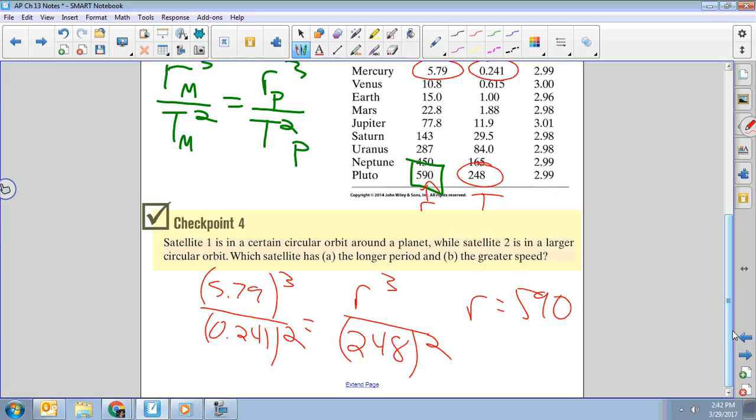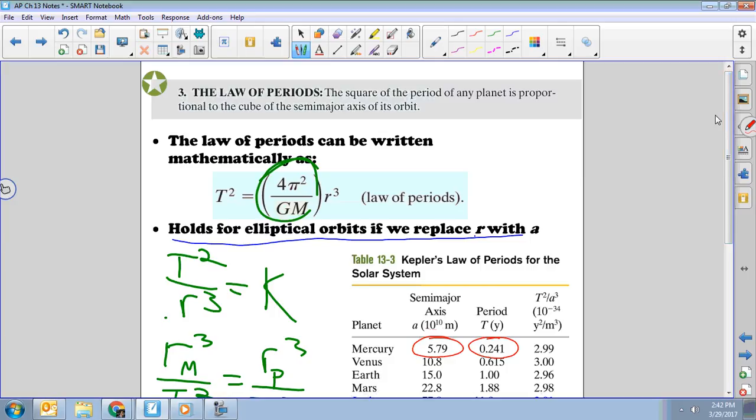All right, now notice this little shortcut that I did here only worked because both Pluto and Mercury are orbiting the sun. If they're planets of different suns, then that would change, because the big M would be different, so our constant of proportionality would be different. Cool?